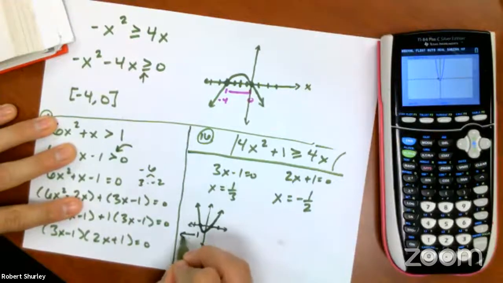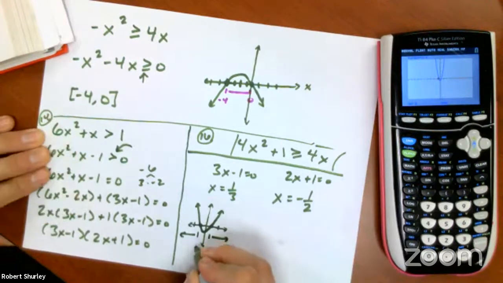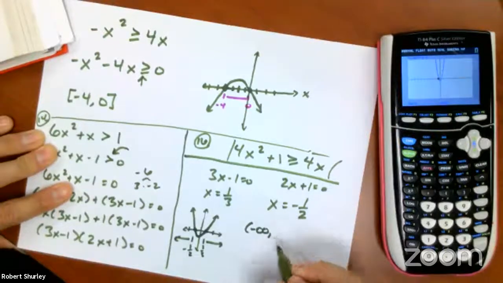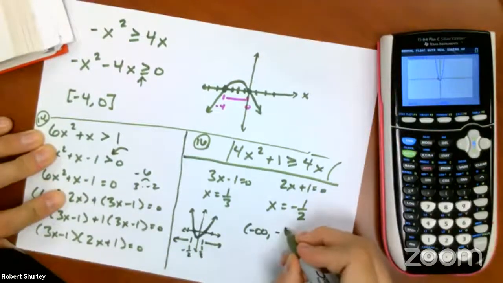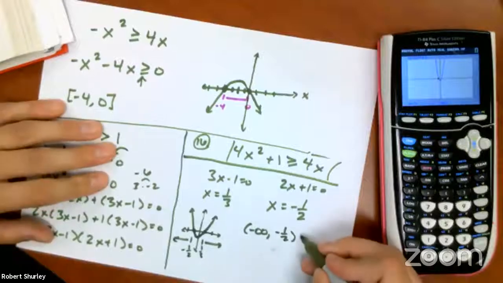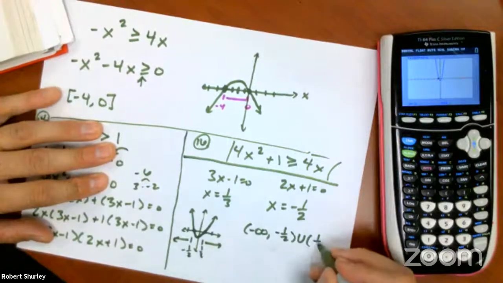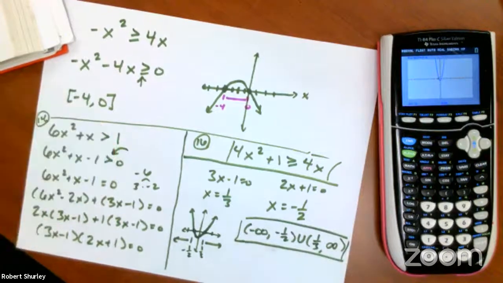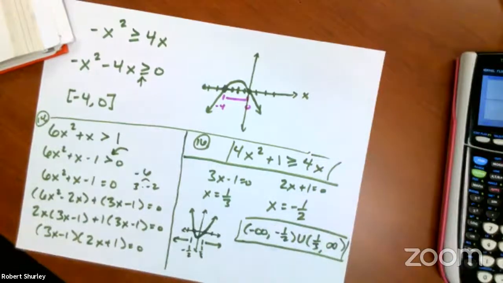Well, it's going to be above 0 to the left of the left intercept and to the right of the other intercept. Now this is -1/2 and this is 1/3. So now it's greater than, not greater than or equal to. So -∞ to -1/2, we're going to be above 0, or 1/3 to infinity. Okay, kind of cool. That one's a little trickier because it had fractions.